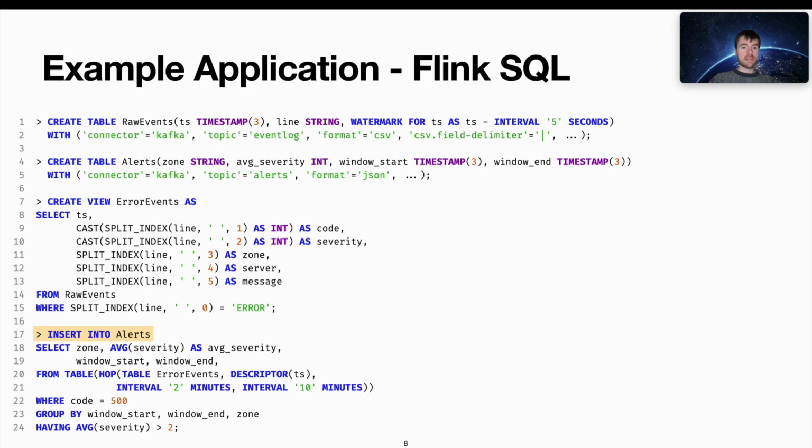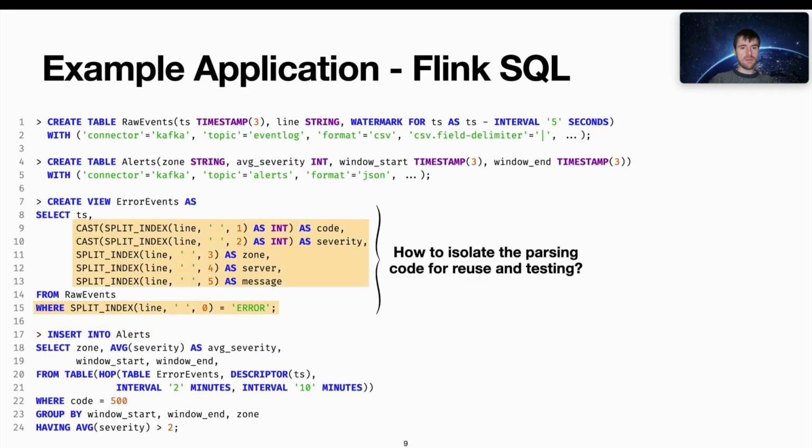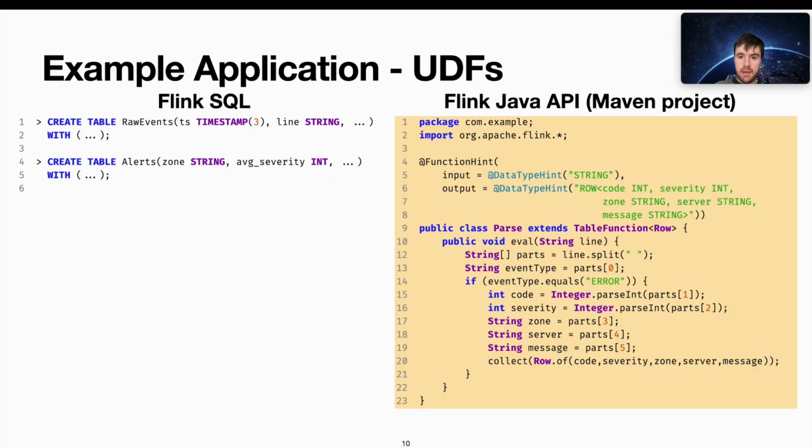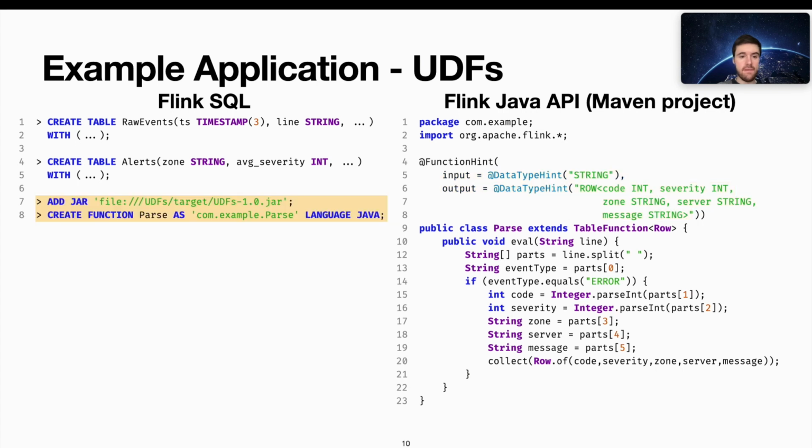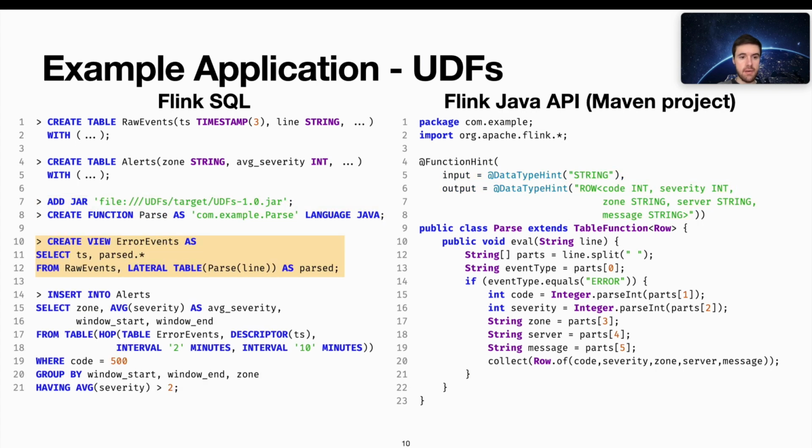So now that this application is finished, assume that we maybe want to isolate the code that we have here for parsing so that we can reuse it for another application and also test it against the servers that are generating these events. To do this, we can use Flink's Java API and extract the code into a user-defined table function that contains the logic for parsing. And then we need to declare the input and output types of this function. And then we can import the function to SQL and use it in our query.